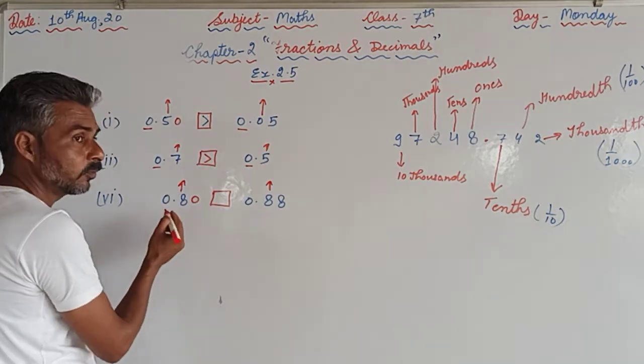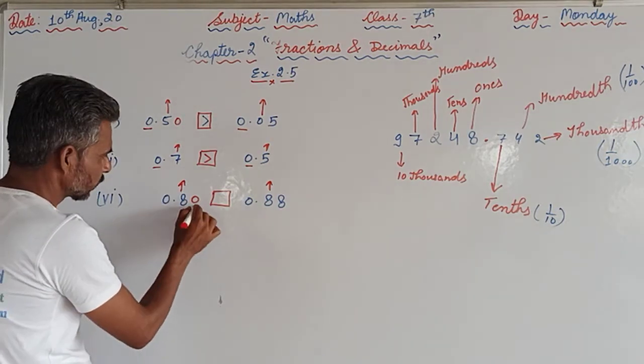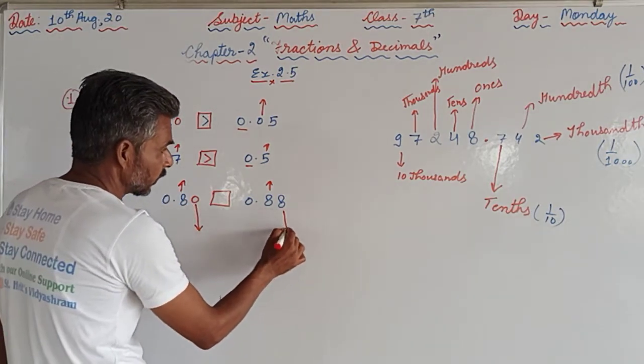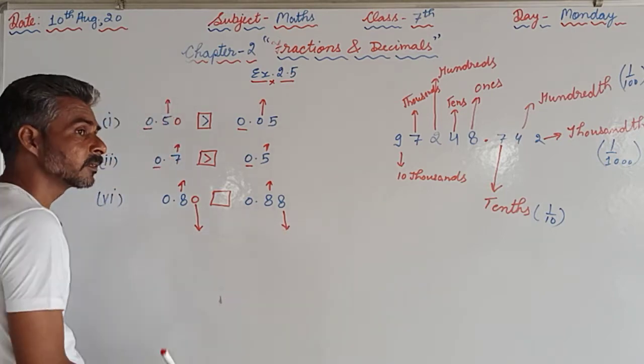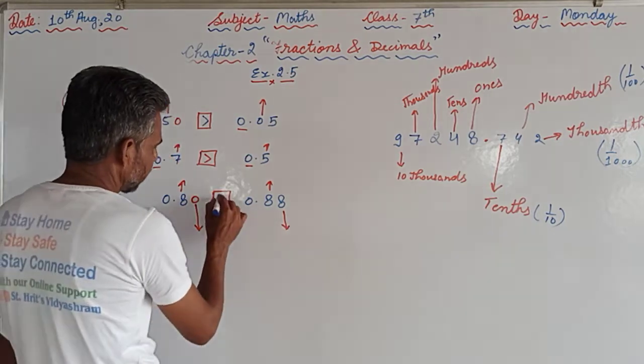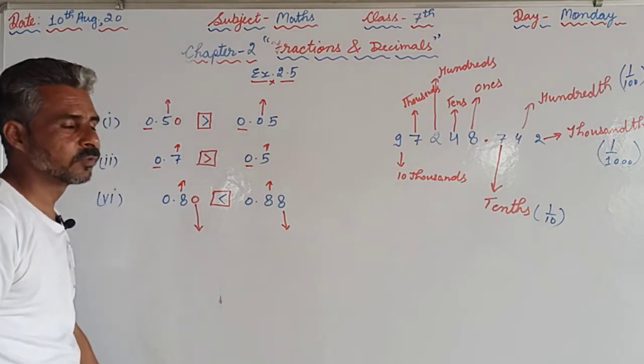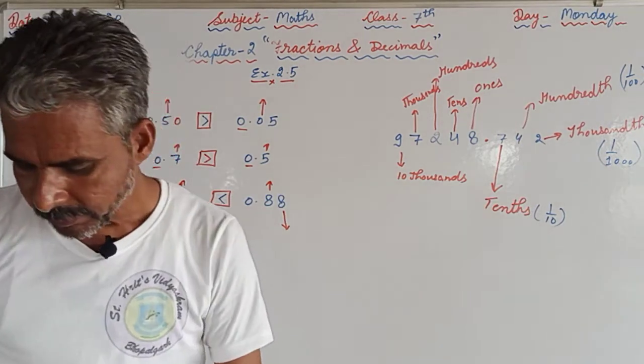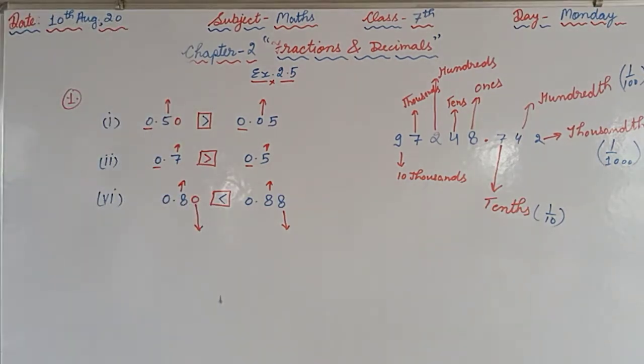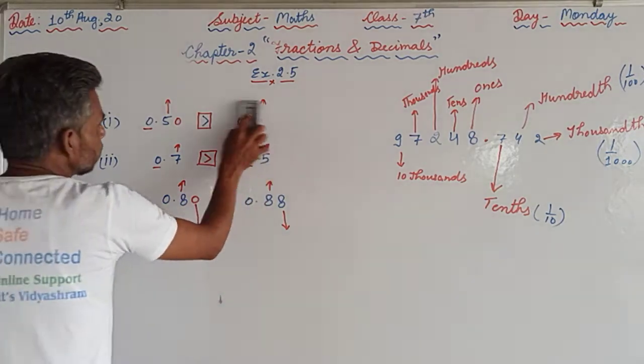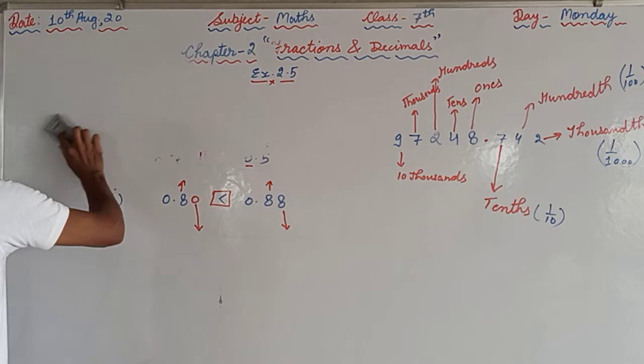Then we will move forward to the hundredth place. At the hundredth place it is 0 and it is 8. Which one is larger? I think that 8 is larger. So we can say 0.88 is greater than 0.8. At the same time, now we will move towards question number 2.